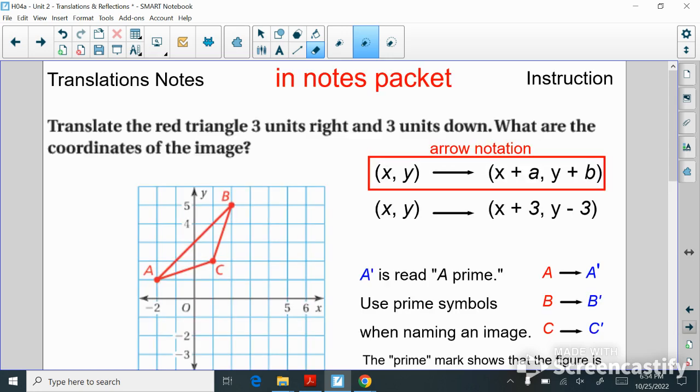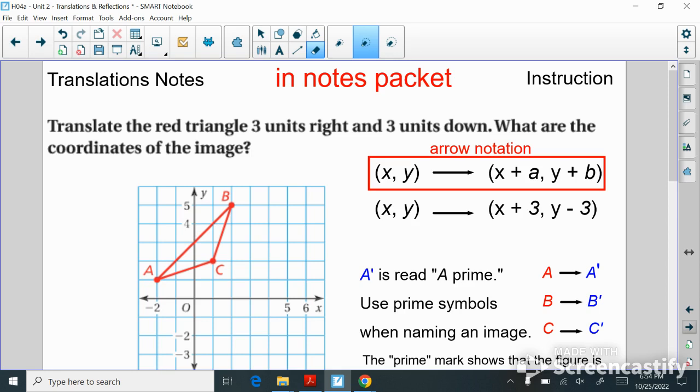So if you turn to your notes packets, please turn to the page that's entitled Translation Notes. We're going to be looking at different ways we can see these problems and how to go about solving these problems. So one way you can be asked to translate an image is by being given the words. So it says, translate the red image 3 units to the right and 3 units down.